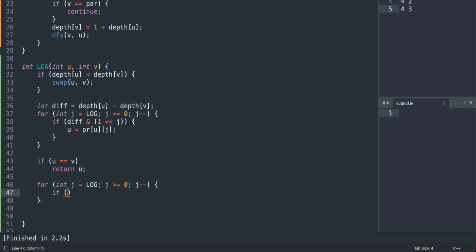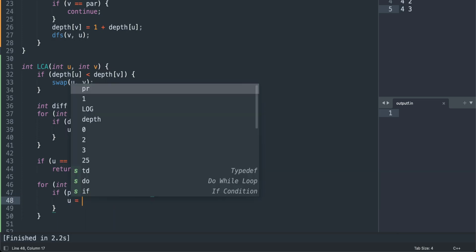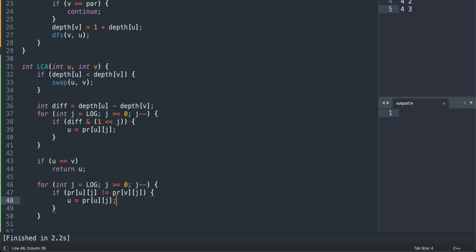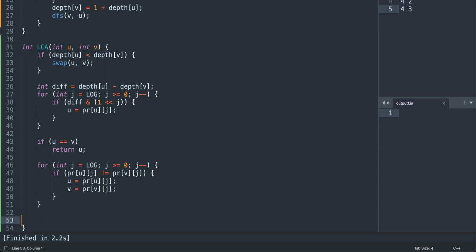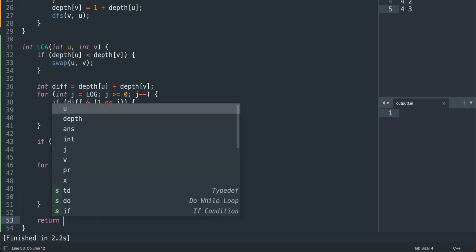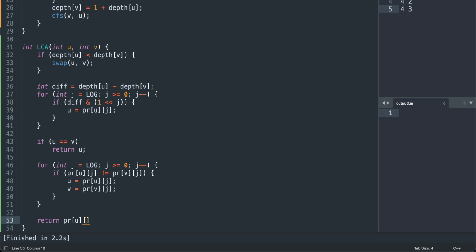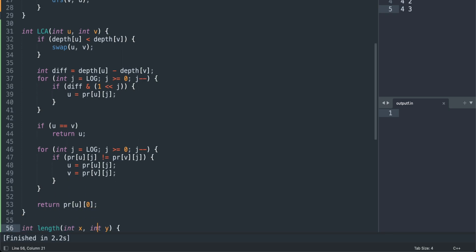If these two parents are not equal, then only take the jump, right? So if the jth parent of u is not equal to the jth parent of v, then u becomes parent of u raised to j, and v becomes parent of v raised to j. Then finally we can say who the LCA is. It is nothing but the direct parent of u.